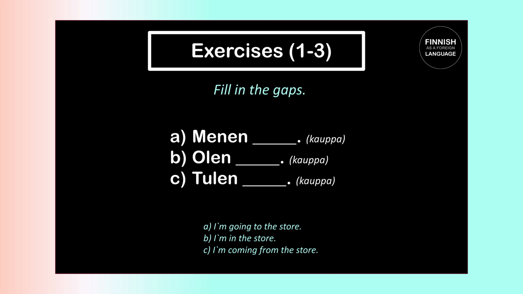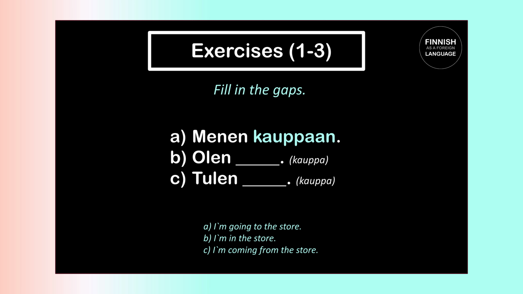So what we have to do here is to fill in the gap, which means we have to put kauppa into the right case. So I'm going to the store is minä menen. What do we have to fill in? That's right, we have to fill in kauppaan, illative case. Minä menen kauppaan. I'm going to the store.